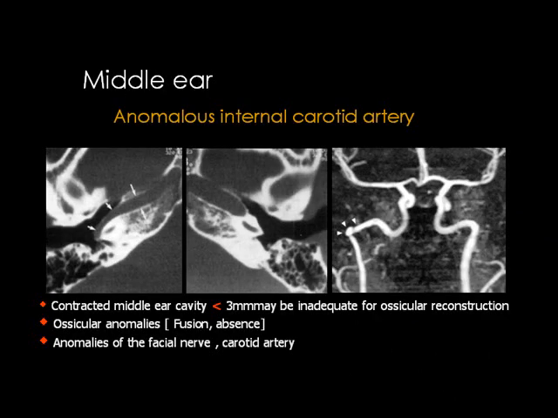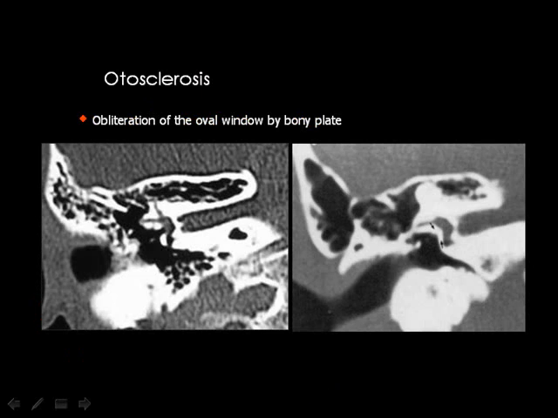Then we came to the middle ear cavity, and this is one of the abnormalities which can be commonly seen in clinical practice, which is the anomalous course of the internal carotid artery. This is the normal carotid canal in relation to the middle ear cavity, and this is the abnormal course of the internal carotid artery near or very close to the middle ear cavity. Then if you do an MR angiogram, you can see the abnormal course of the carotid on the right side corresponds to this anomalous appearance intimately related to the middle ear cavity.